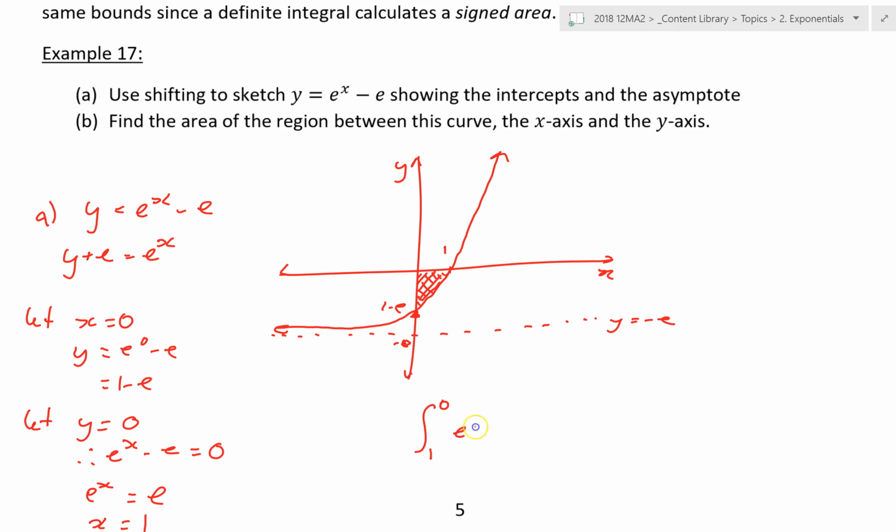Of e to the x minus e dx. Okay, so I need to integrate that, and I get, well, e to the x, wonderful. And if I differentiate this, remember that's a constant. Imagine that was 2, it would be 2x. So it's minus ex. I don't need a constant of integration because this is a definite integral. I substitute these things in. A little tip, something to keep an eye out for.